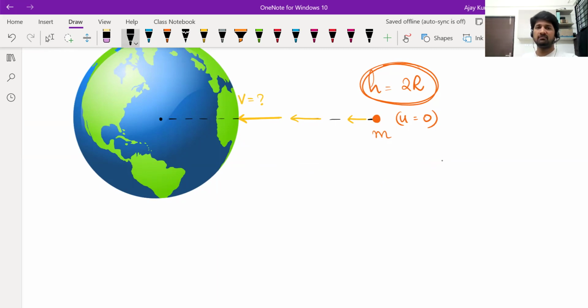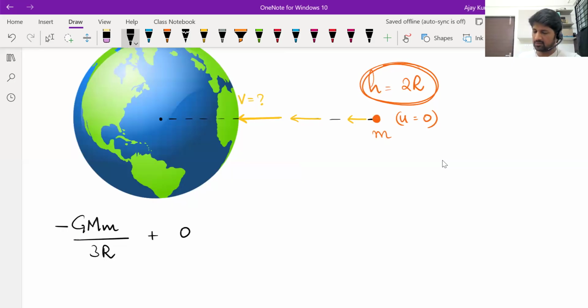The formula for gravitational potential energy will always have a minus sign if you take infinity as the reference. Okay. So initial potential energy between the planet and the mass is minus GMm by, what's the distance from the center of planet to the mass? 3R. From surface it is 2R, from the center it will be 3R.